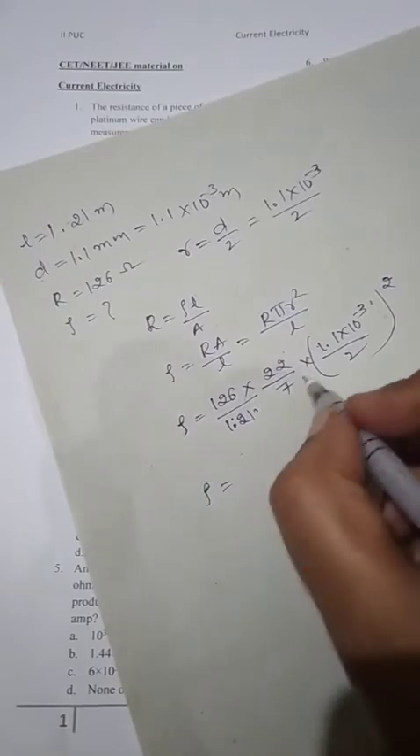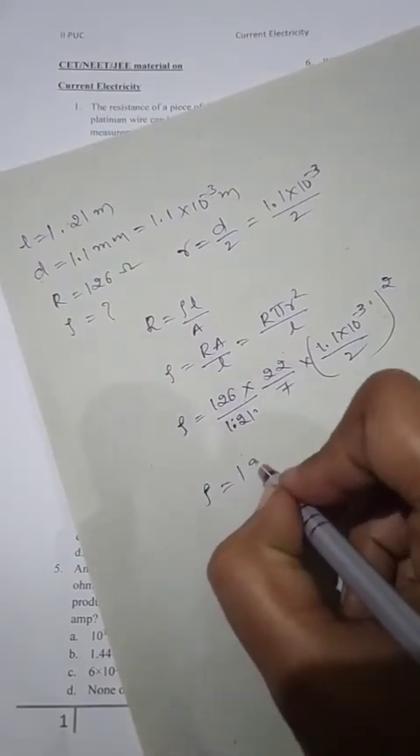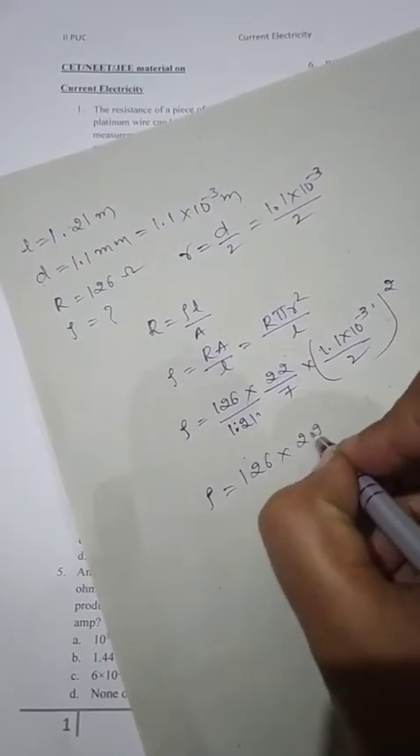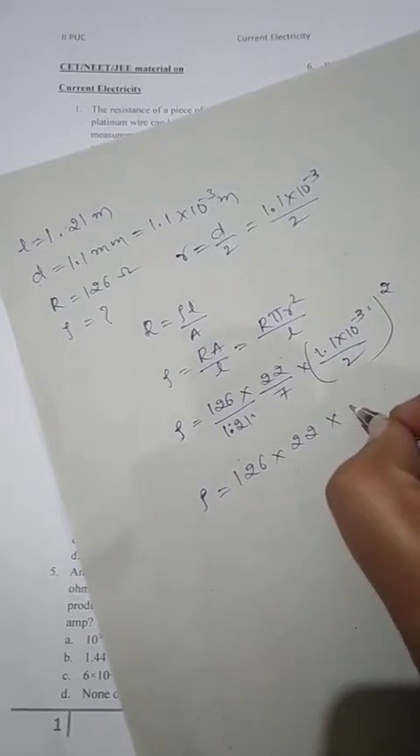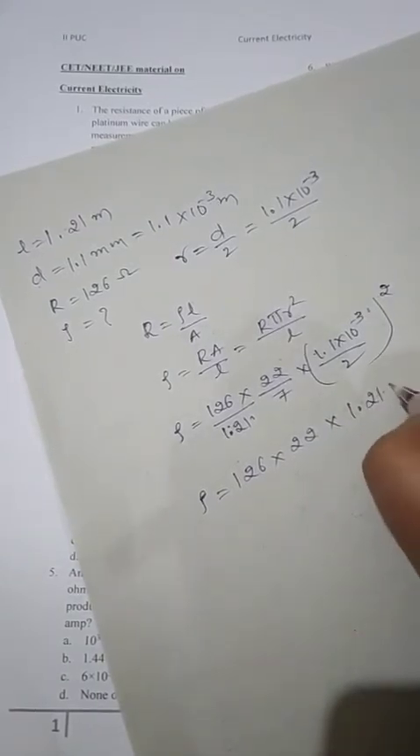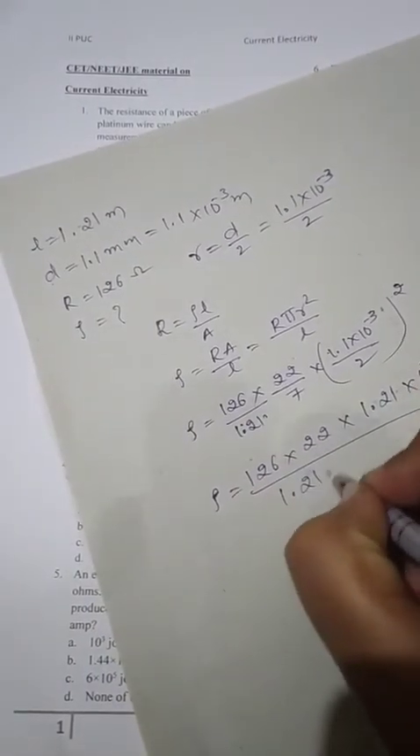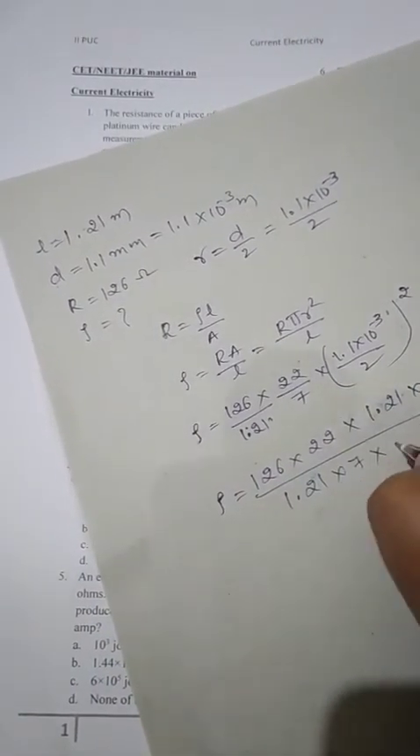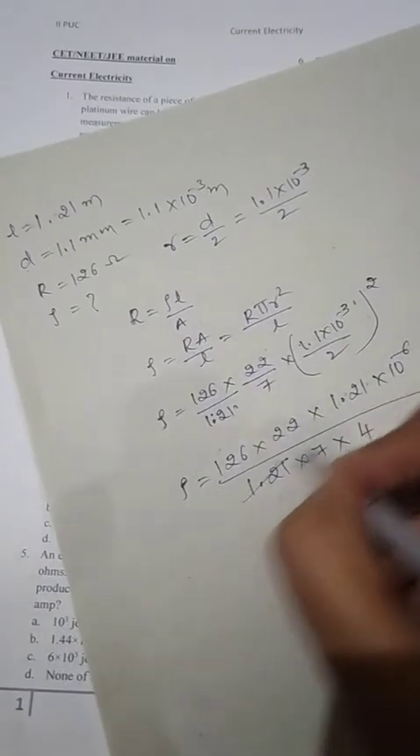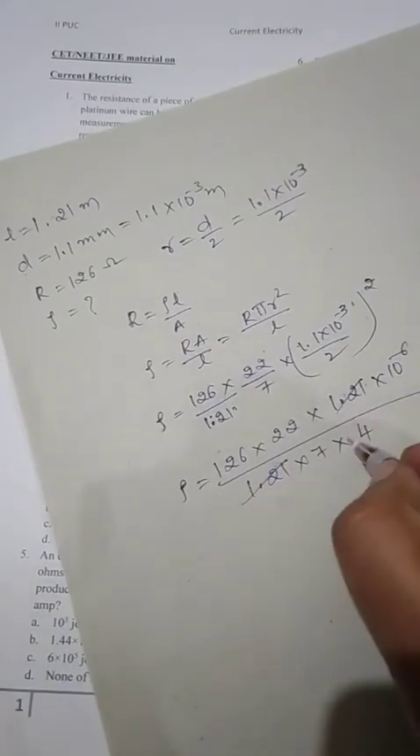Now, rho equals 126 into 22, 1.1 into 1.1 should be 1.21 into 10 power minus 6, divided by 1.21 into 7 into 2 2s are 4. 1.21 gets cancelled.